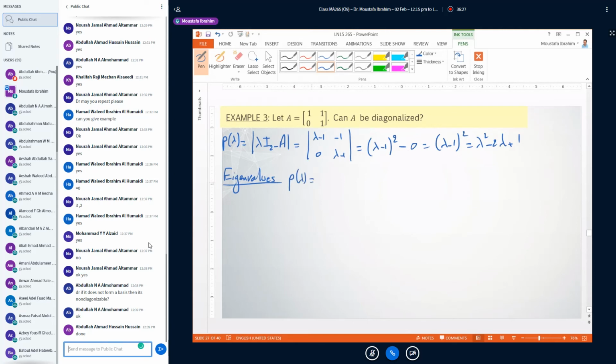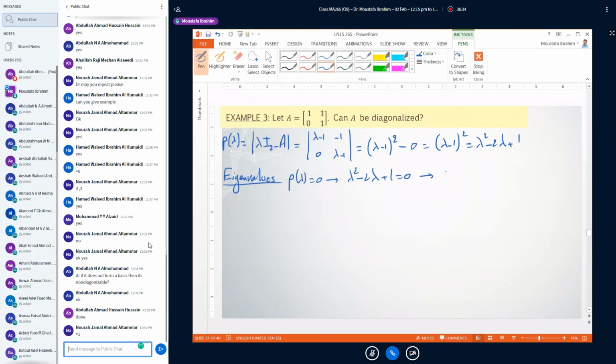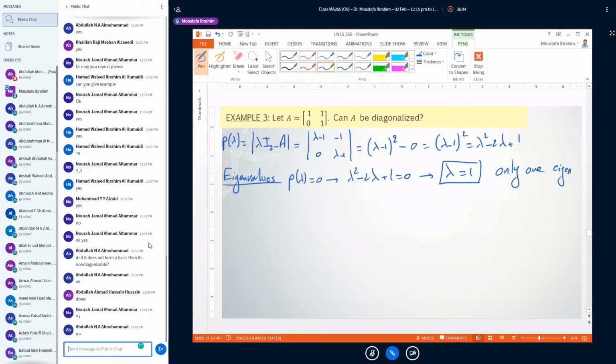P of lambda equals 0. Can you do it, guys? On calculator, what do you get? We get how many eigenvalues? Only one, lambda equal 1. We have only one eigenvalue. Can we say that it's diagonalizable or not? No, we cannot say anything.